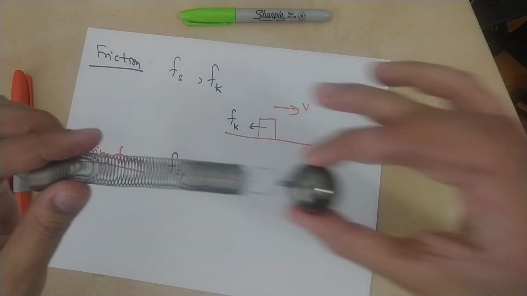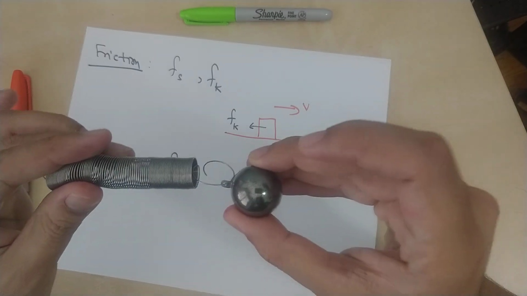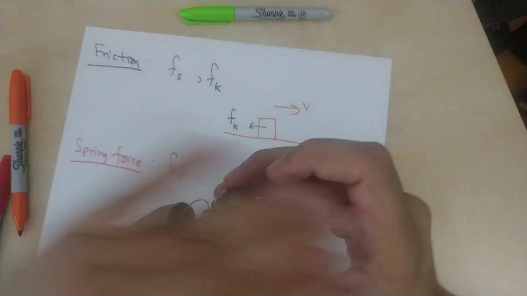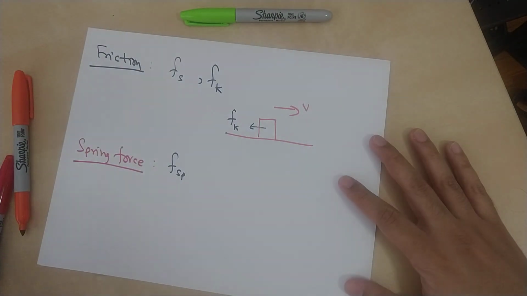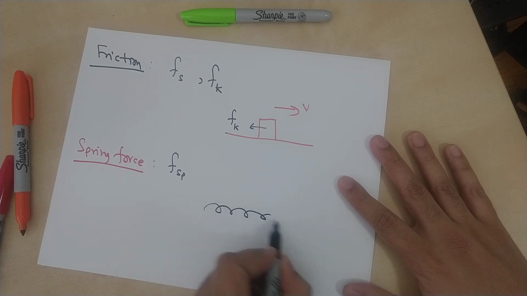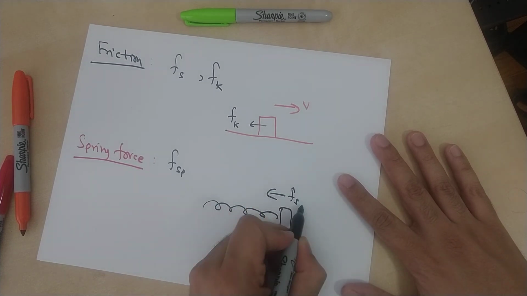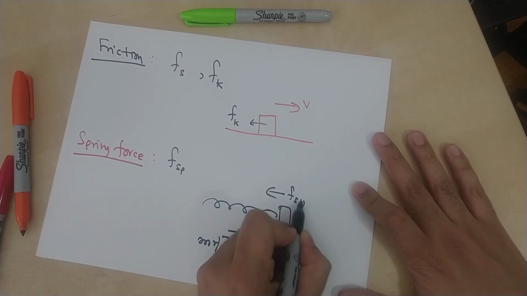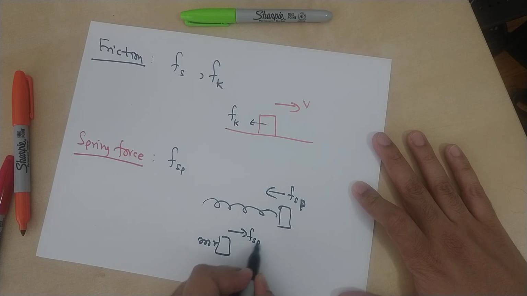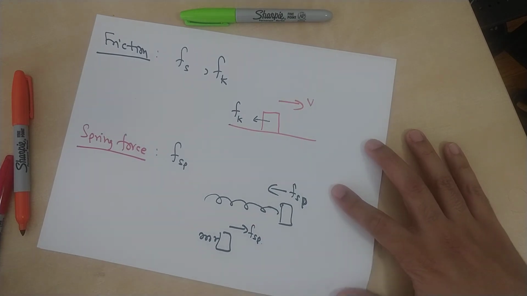If I let this go, it's going to oscillate like this, right? When it's a compression, the spring force is in this direction. If it's an extension, it's in this direction. That's the spring force. It's a restoring force. It's always towards the equilibrium. Again, we'll talk about this more later.